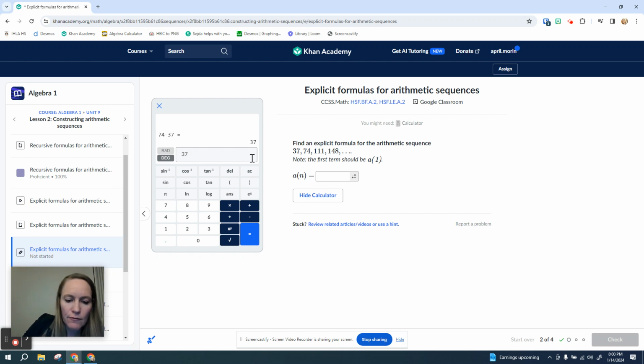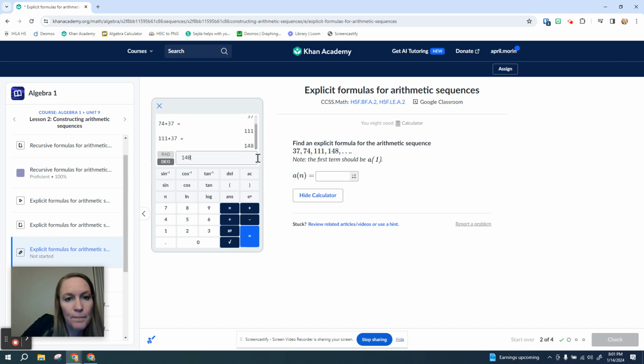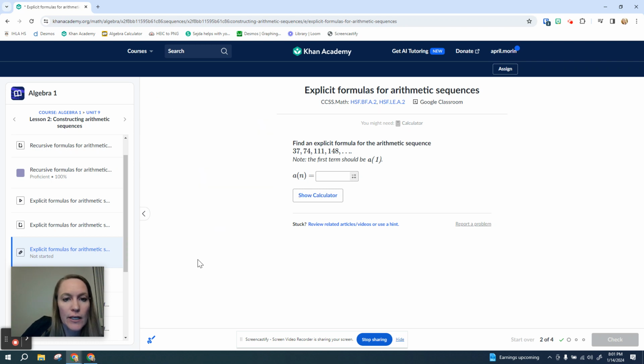Okay, so can I get from 74 and can I add 37 and will it get me 111? Whoops. 74 plus 37. Will it get me that? Yes. So how about if I add 37 again? Does it get me 148? Yes. Okay, so I am adding 37 each time.